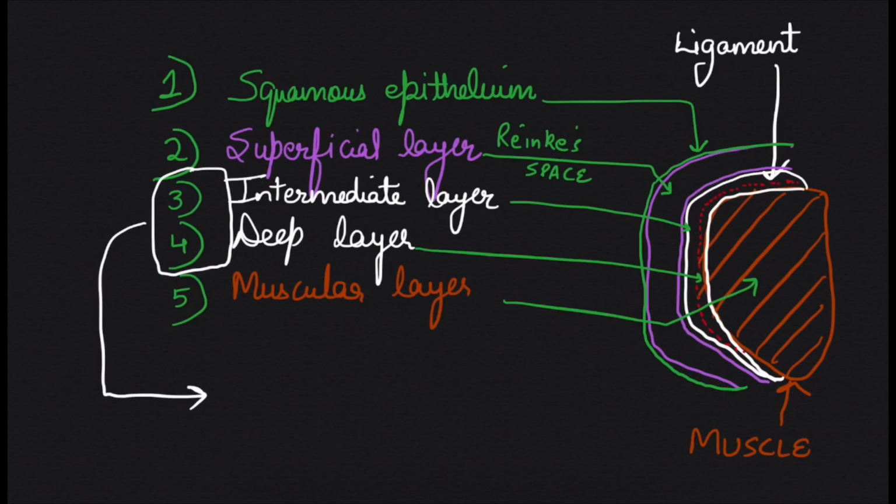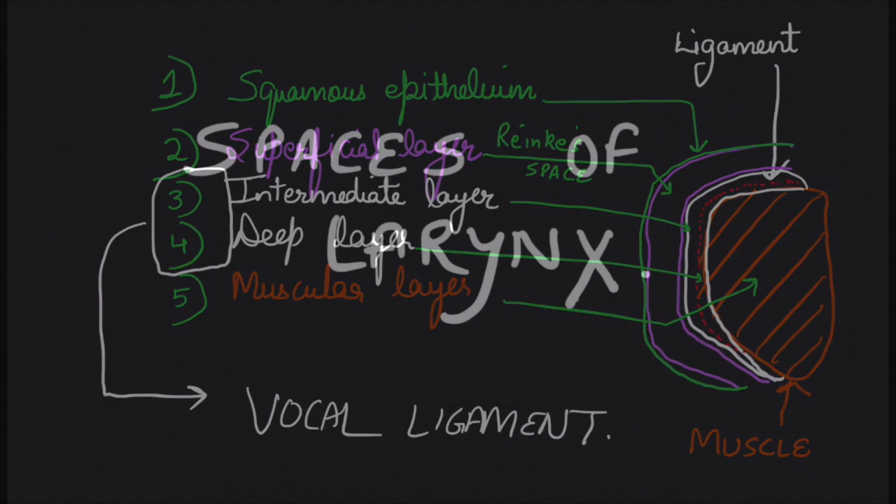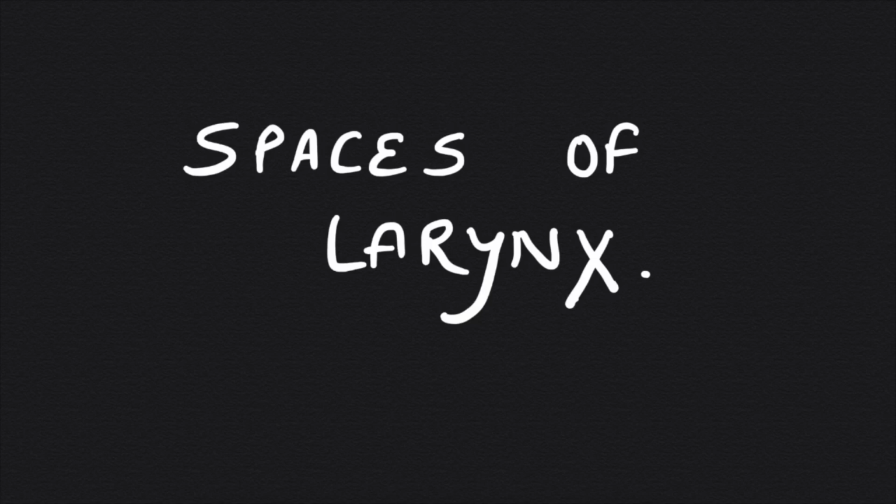Now this intermediate and deep layer forms the vocal ligament. Now this vocal ligament, as we already know, is nothing but the thickening of conus elasticus or the cricovocal membrane, the superiormost part of the cricovocal membrane.